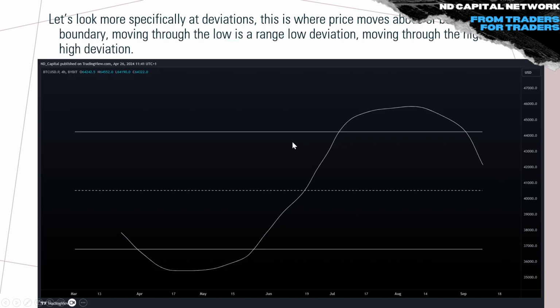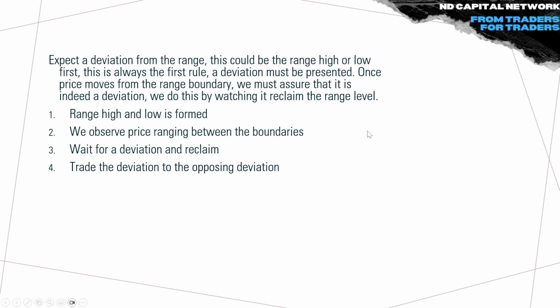Let's look more specifically at deviations first of all. This is where price moves above or below the range boundary. Moving through the low of the range is a range low deviation, and moving through the range high is a range high deviation. So expecting a deviation from a range, this could be the range high or the range low first, and this is always the first rule: a deviation must be presented. Once price moves from the range boundary, we must assure that it is indeed a deviation, because sometimes you can get a move outside of the range boundary and it can be a breakout.